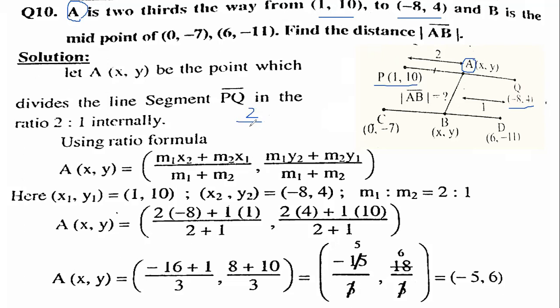Hasnan, can you describe it? What is the meaning of this 2/3? Sir, it means that from P to point A, the distance covered is 2/3 of the value of the total length. Excellent, excellent. Excellent explanation.